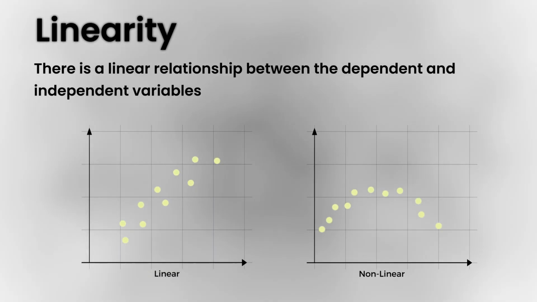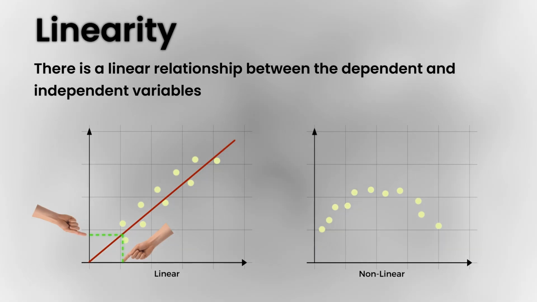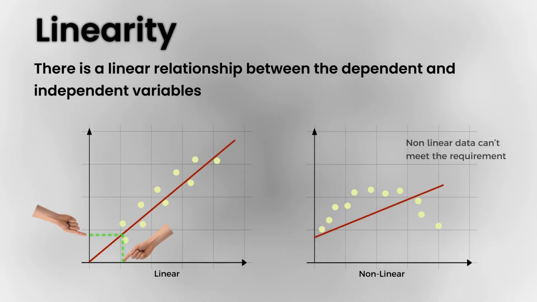Let's start with linearity. This means that when the independent variable changes, the dependent variable changes proportionally. So, if your data follows a straight line, you're likely good to go. Just remember to double-check that the changes are proportional.